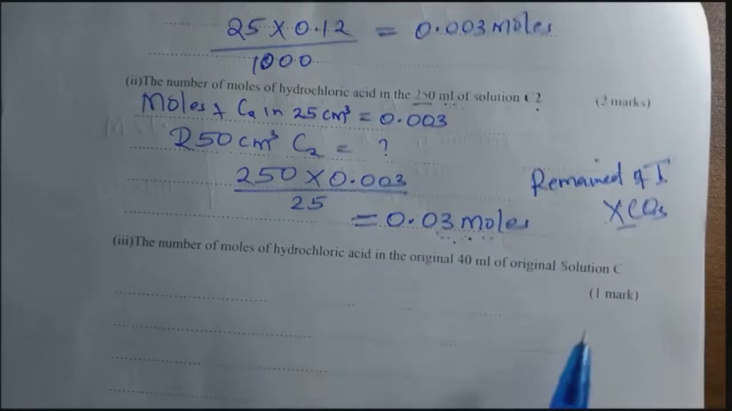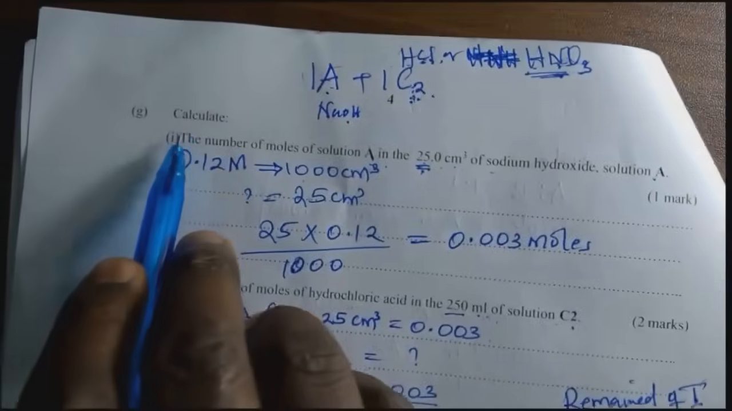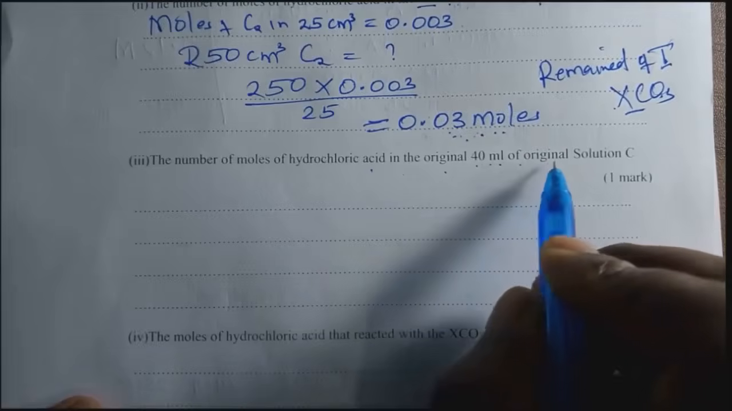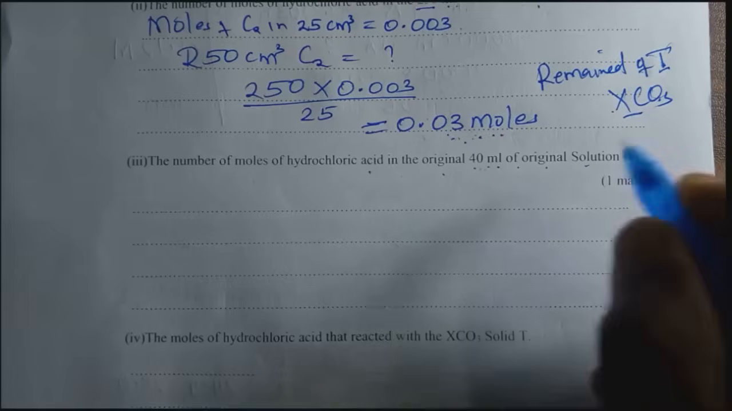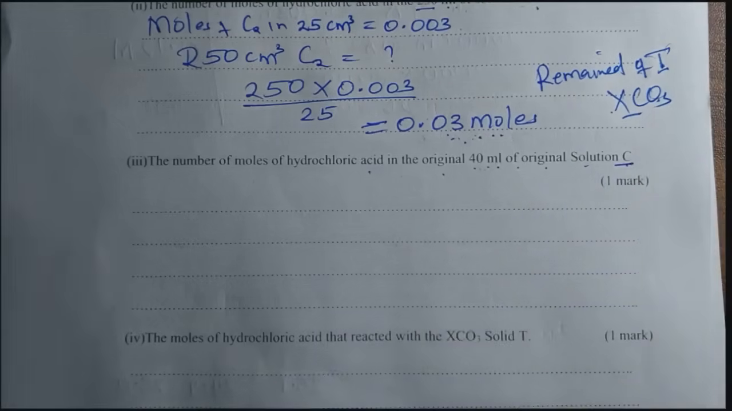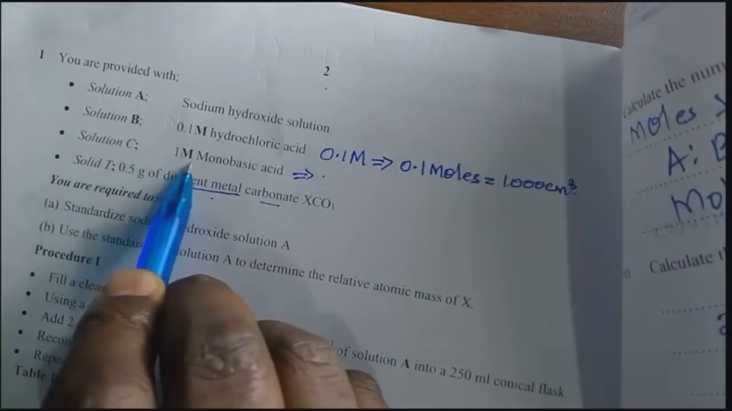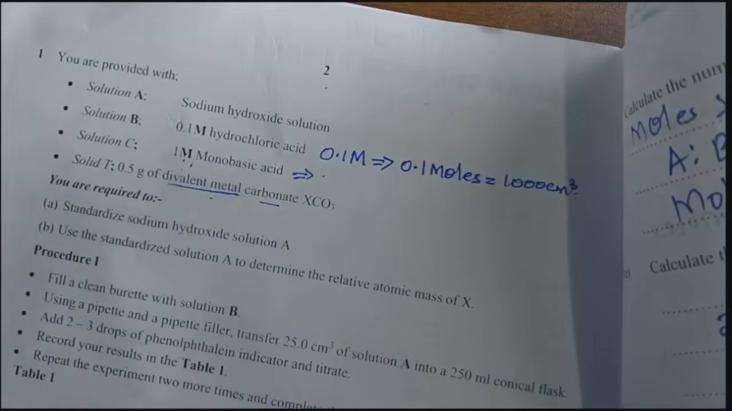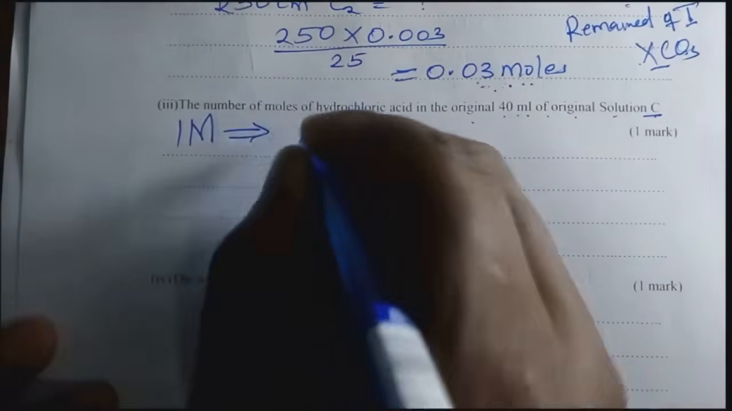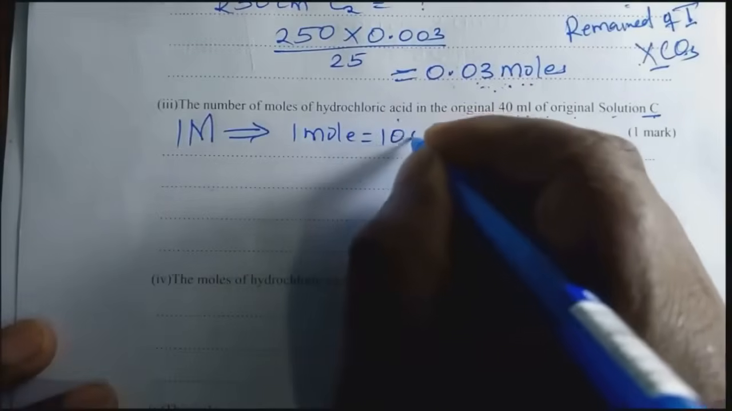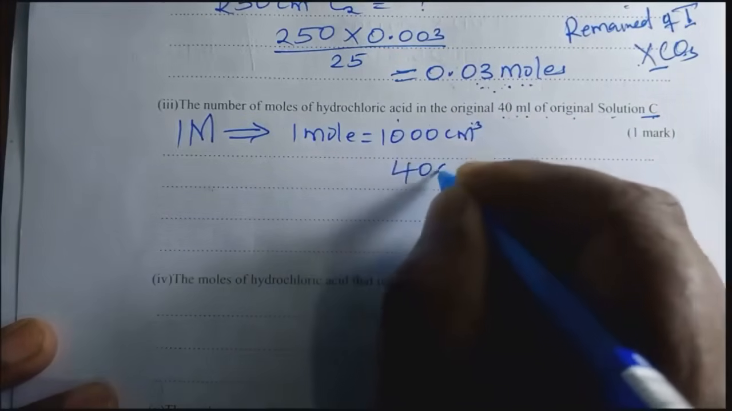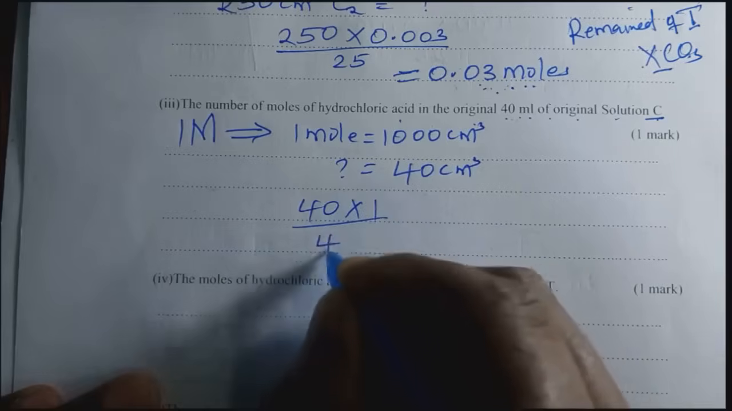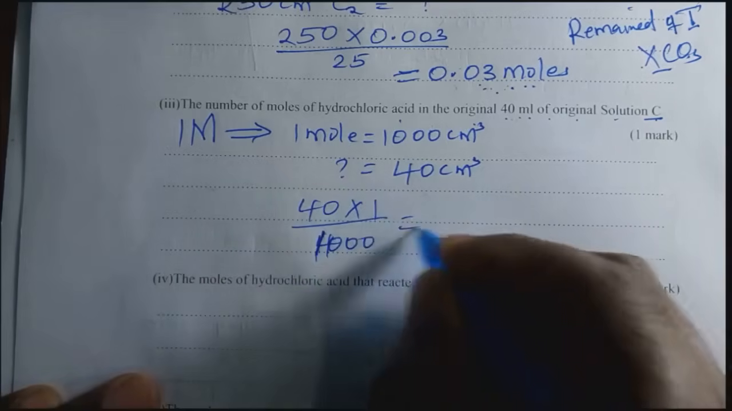Now, the question begins here: calculate the number of moles of hydrochloric acid in the original 40 centimeters cube of original solution C. Go back and check solution C, what was the molarity? We were given that solution C is 1 molar. So 1 mole is the number of moles in a liter of the monobasic acid, which implies that 1 mole is equal to 1,000 centimeters cube. We ask, 40 centimeters cube will contain what? 40 times 1 divided by 1,000, and the answer is 0.4.